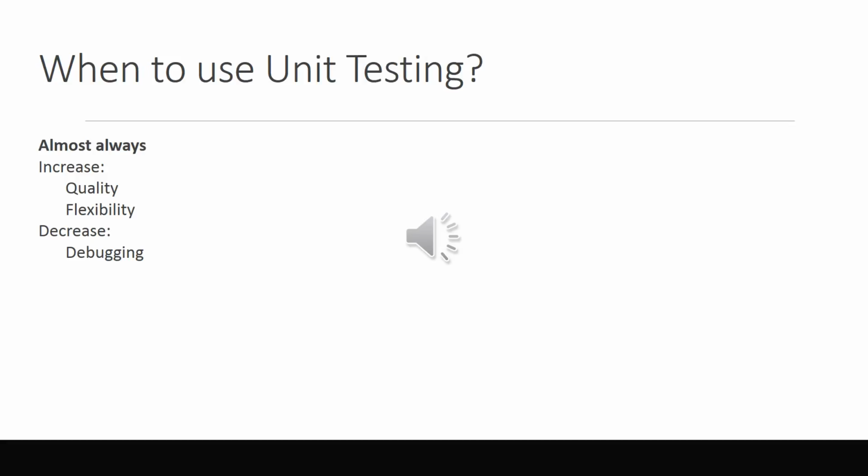Hi, my name is Matthew Brown, and today I'm going to talk to you about when you should use unit testing. Well, quite frankly, my answer to that question is almost always. Anytime you work on a project that has thousands of lines of code, or potentially even more, you're going to want to use unit testing to increase the quality of your project, increase the quality or the flexibility of your code, and also decrease the amount of time it takes to debug your code when you come across a problem. In the end, everyone's going to be a lot happier when you use unit testing for your project.